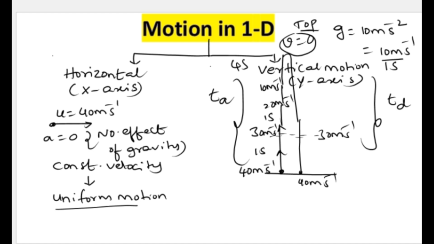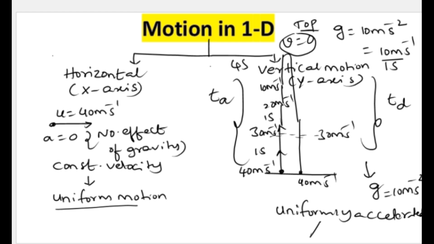And one more interesting point. At each and every point, the acceleration is always directed towards the center of the earth, and its value is 10 meter per second square. So the acceleration is constant both in magnitude and direction. That's why while it is coming down, this motion is called uniformly accelerated motion, and while it is going up, it is uniformly retarded motion. So vertical motion is uniformly accelerated and retarded motion, and horizontal motion is uniform motion.